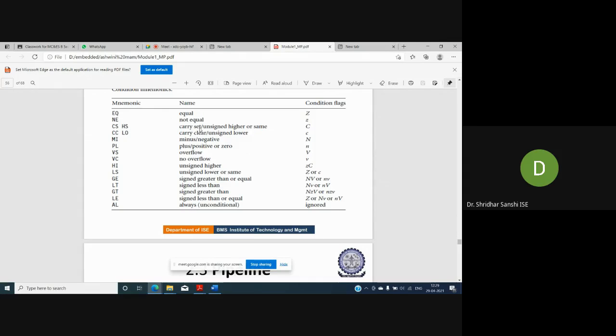CS corresponds to carry set, unsigned higher. Okay, and next one, carry clear, unsigned lower. This is executed only if C is set to 0. And next is MI. The name of this is minus or negative. This is executed only if the flag N is set to 1. Similarly, the other instructions work the same way.